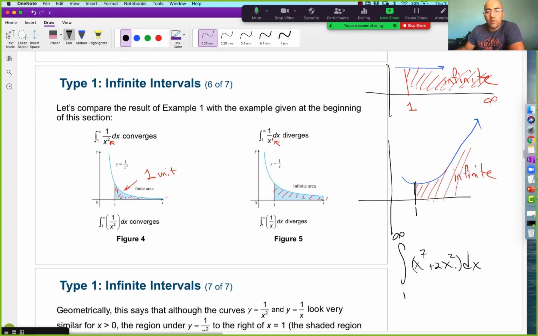Right? The only way I have a chance to potentially get a constant as an answer is if this function is converging down to 0 as the inputs grow toward positive infinity. And even then, it might not be enough. I need it to go down to 0 fast.